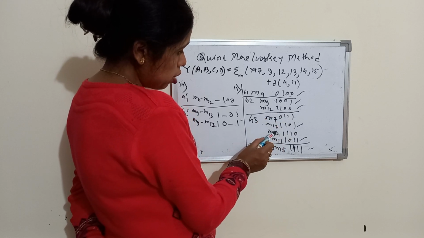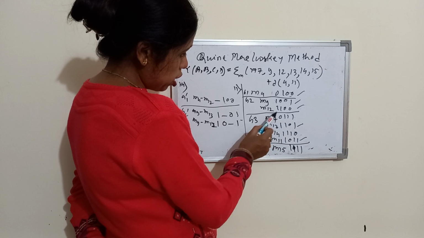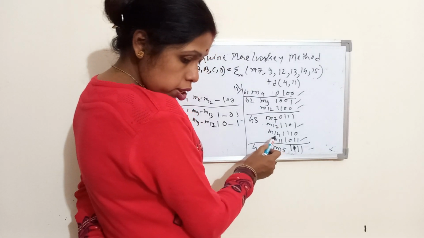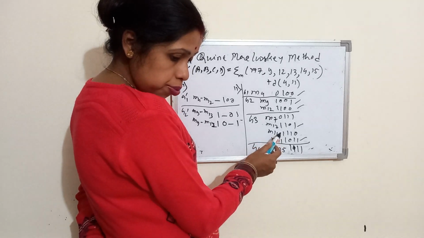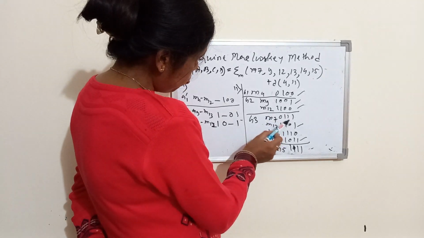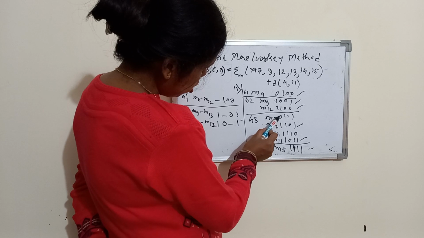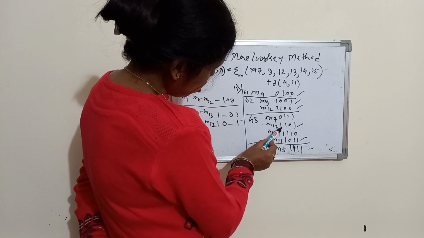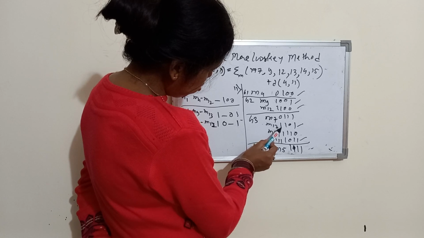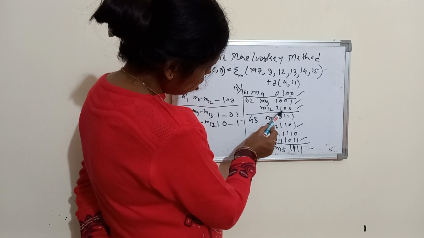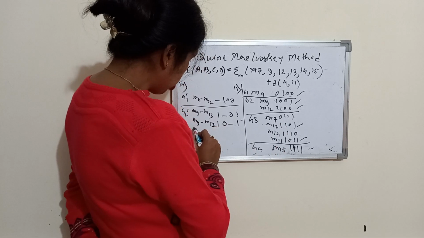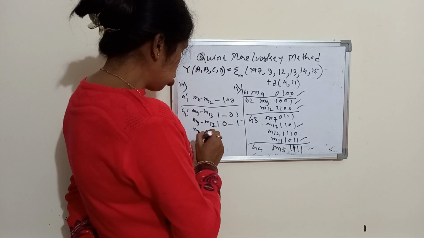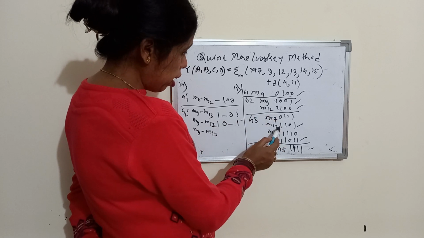So M12 and M14 I am checking. M9, M7 is different, same, different. So M12, M13, this is same, this is same. Sorry, M12. M12 and M13 I have to check.